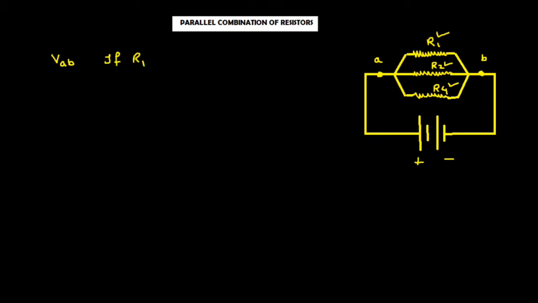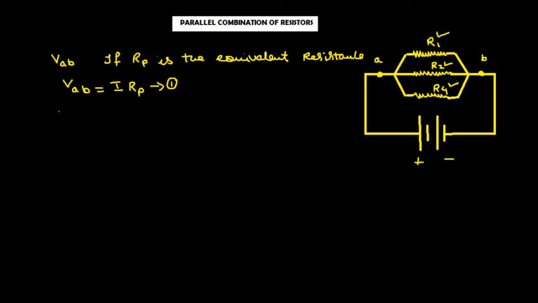If RP is the equivalent resistance, then we can write VAB equal to I RP. So this can be written as equation 1. From here, we can also write that 1 by RP is equal to I divided by VAB. Here, I is the current flowing through this network. As we can see, this current I, on reaching this junction, will get divided.